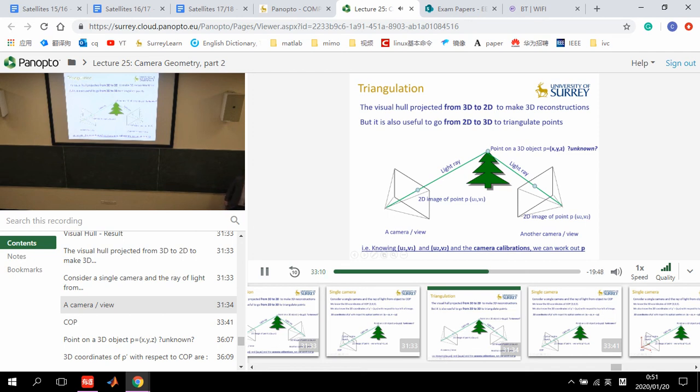Let's talk about the image of that point P in the first viewpoint, which is the one on the left, as being coordinates u1, v1. And let's talk about the image of it in a second point of view as being u2, v2. And we're going to try and recover P. So P here, in other words X, Y, Z, is unknown this time, whereas with the visual hull, that was our input. We're going the other way.